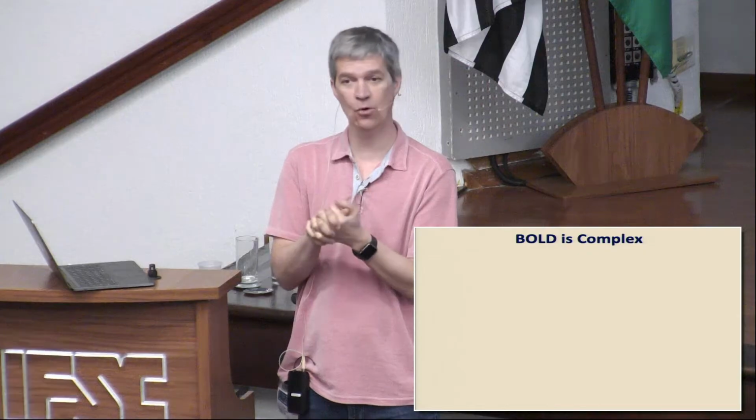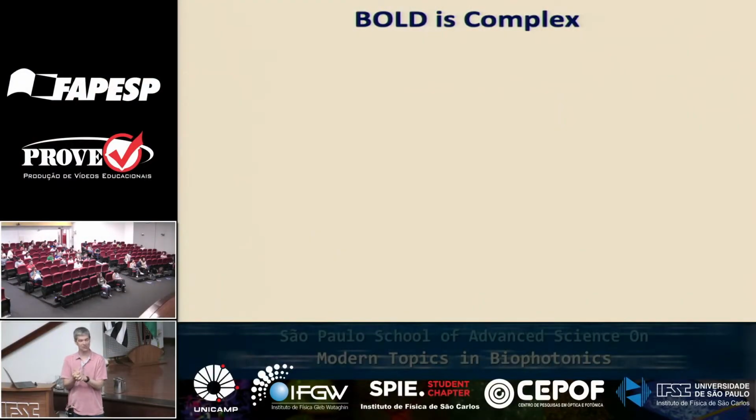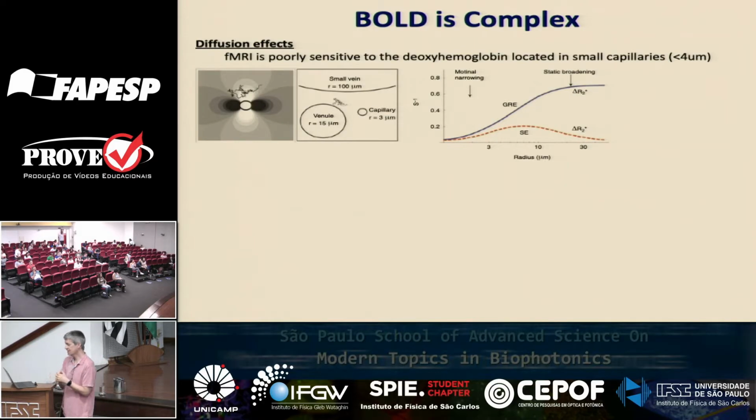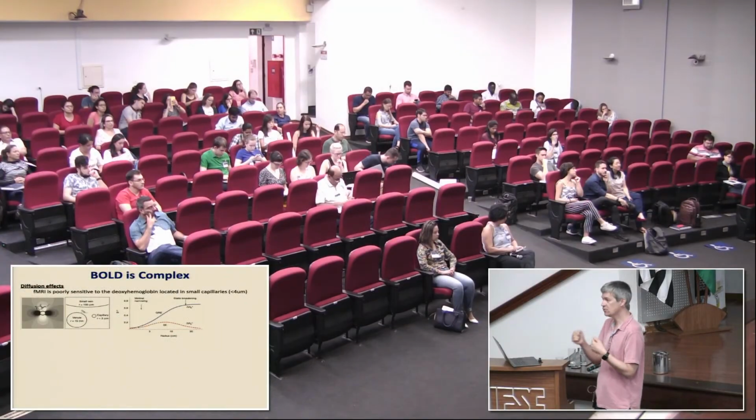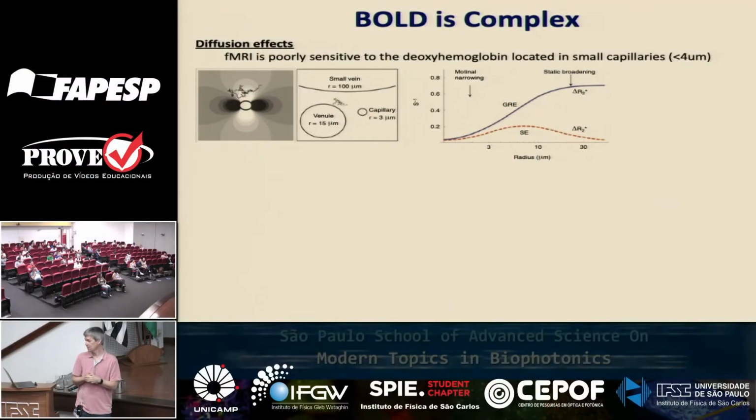BOLD is complex. BOLD is what fMRI measures. It's the blood oxygen level dependent signal. And basically, it arises from deoxyhemoglobin, because deoxyhemoglobin is paramagnetic, oxyhemoglobin is diamagnetic. So basically what that means is, with oxyhemoglobin in a magnetic field, nothing happens, but if you have deoxyhemoglobin in a magnetic field, it actually responds to that and perturbs the magnetic field. So it produces magnetic dipoles around the deoxyhemoglobin molecule.